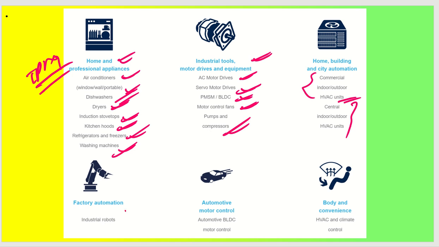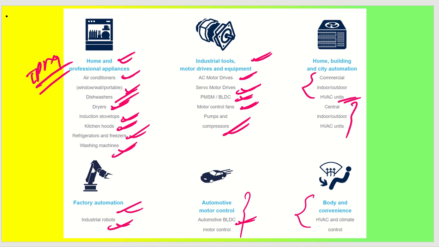Coming to factory automation, we have robot arms. A lot of robots are there, and they utilize industrial robots or something like that. We have automotive motor control, where we use automotive BLDC motor control. Similarly, these days body and convenience applications are also getting used, and for that we will need IPMs. These two images were taken from the STMicroelectronics website, where they listed all these applications very precisely. So thanks to them.